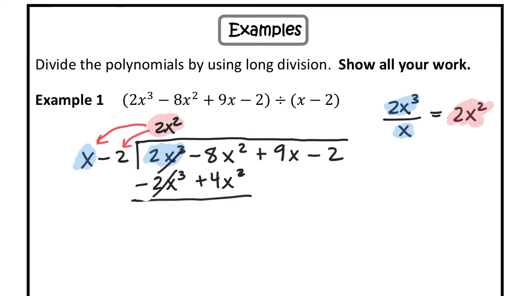Then what's negative 8 plus 4? It's negative 4x squared because they're like terms. And then we're going to bring this down. So plus 9x comes down.